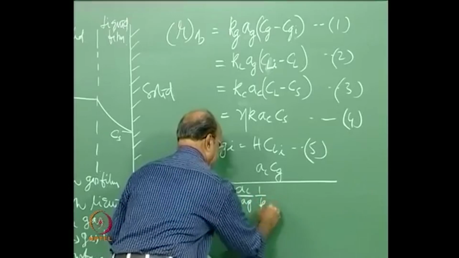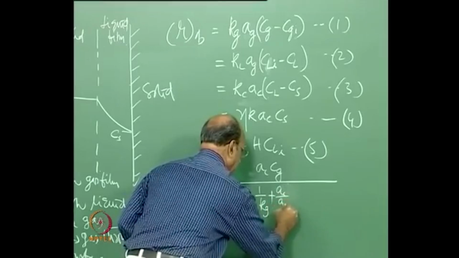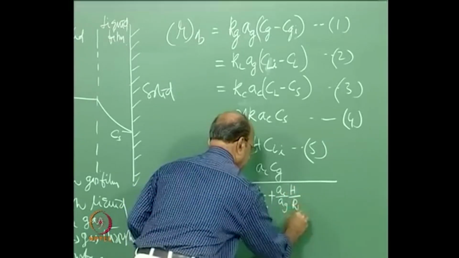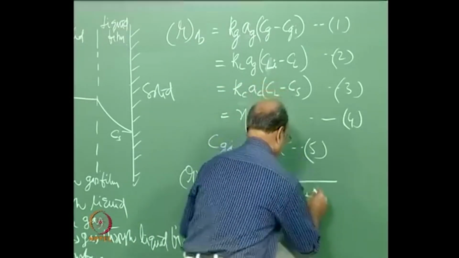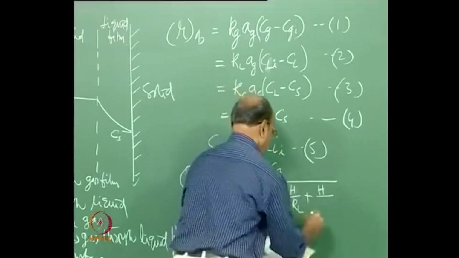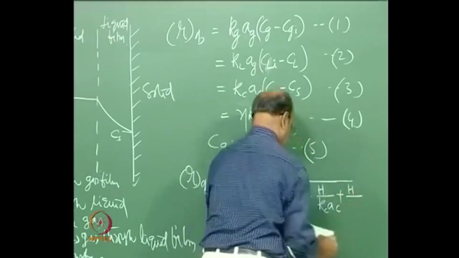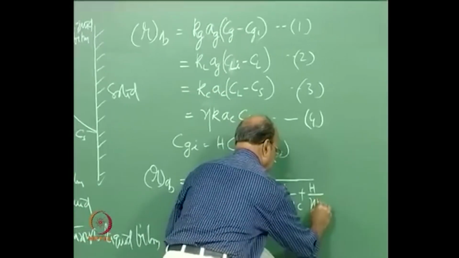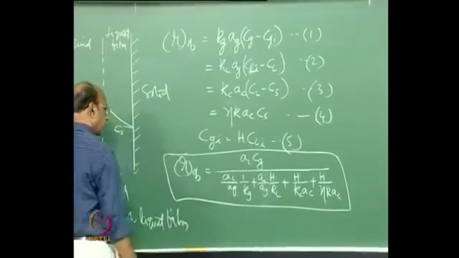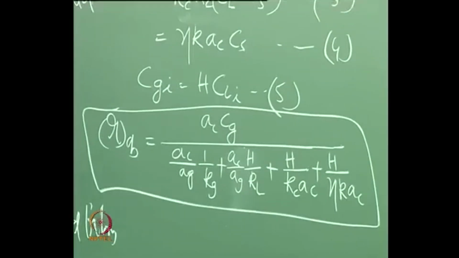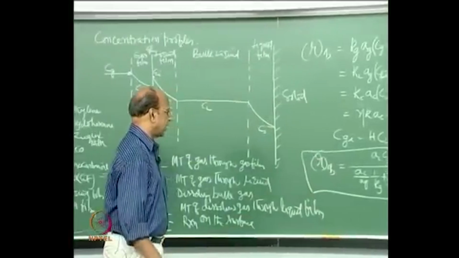I have AC by Ag into 1 by kg, that is the first resistance, plus AC by Ag H by KL, plus H by Kc Ac, plus again H by eta K Ac. So this is the rate equation. Okay. So this is equation number 6.